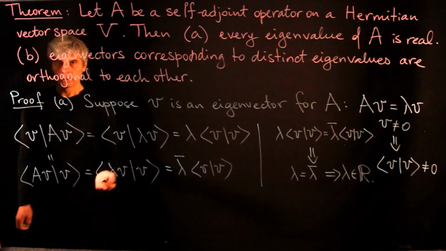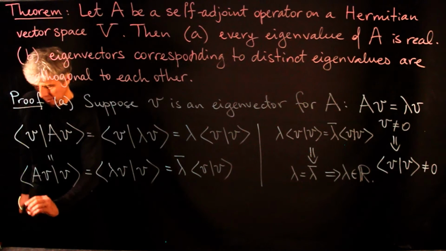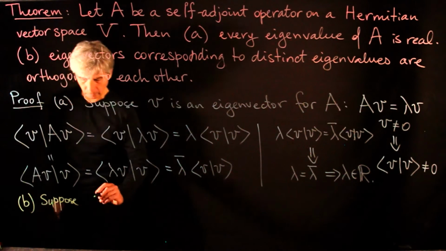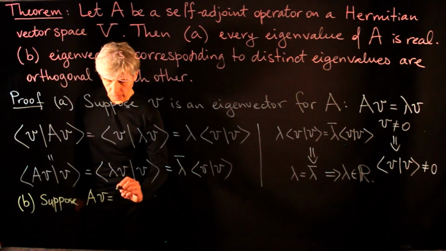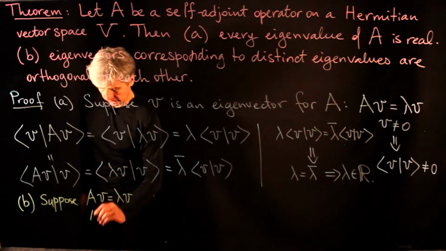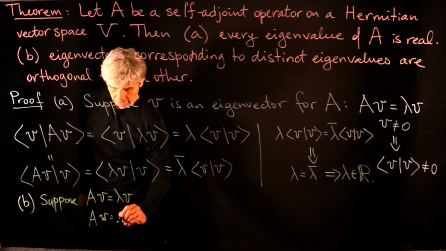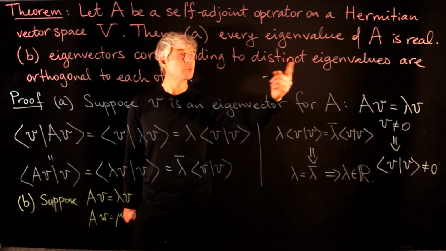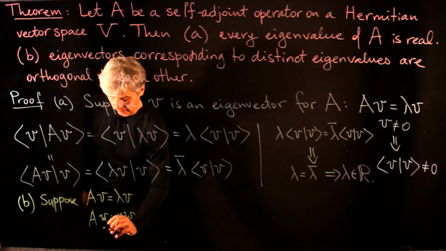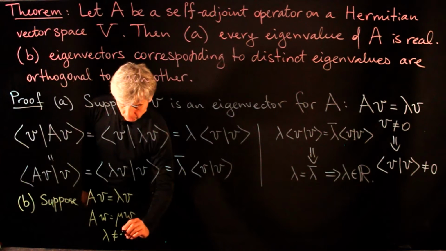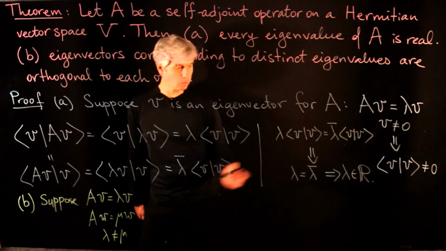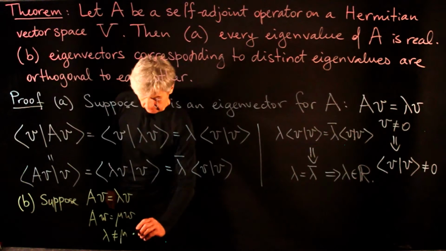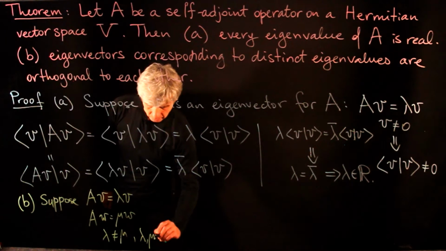The proof of part (b) is rather similar. Suppose now we have two eigenvectors: AV is equal to lambda V, and AW is equal to mu times W. And we assume that these eigenvalues are distinct, so lambda is not equal to mu. And from part (a), lambda and mu are real numbers.